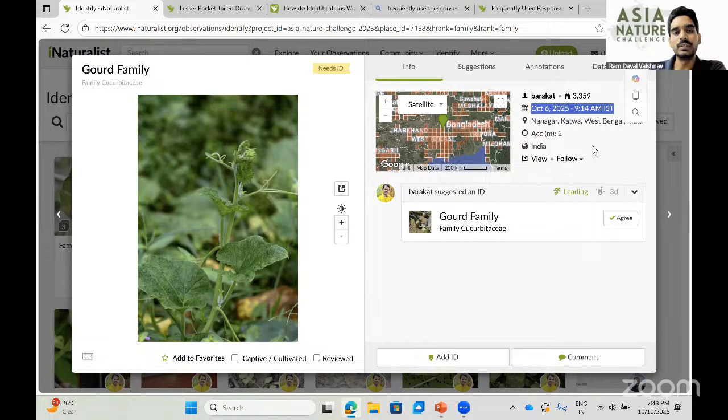So if I tell you the current state of the Asia Nature Challenge, of course we need more identifications. In one of my LinkedIn posts, I have mentioned the number of species which are stuck at different taxonomic levels or different taxa. You can pick whichever you are interested in. For example, if you want to identify spiders or plants, you can do that. Or you can simply identify the unknowns and put them in the correct taxa.